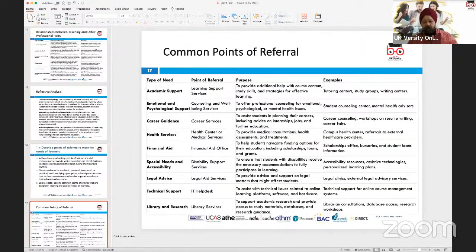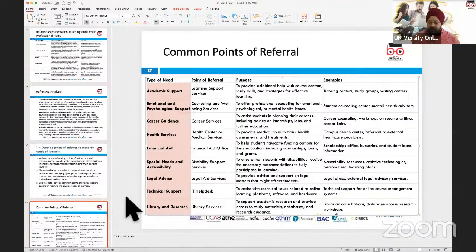Now, when I talk about common points of referral that we look at in terms of enabling children to learn, they could be classified into these types. They could be academic support, they could be emotional and psychological support. You would at some stage provide career guidance, health services, financial aid, special needs and accessibility, which could be for children who have special needs. You would, in some cases, also be looking at providing legal advice, technical support, and obviously research or other such facilities which allow resources to be made available for teaching and learning.